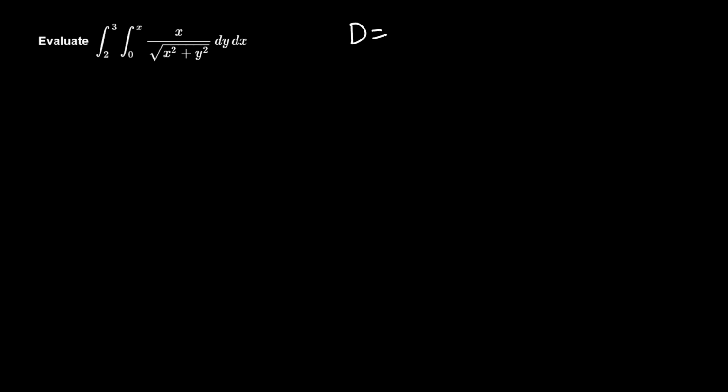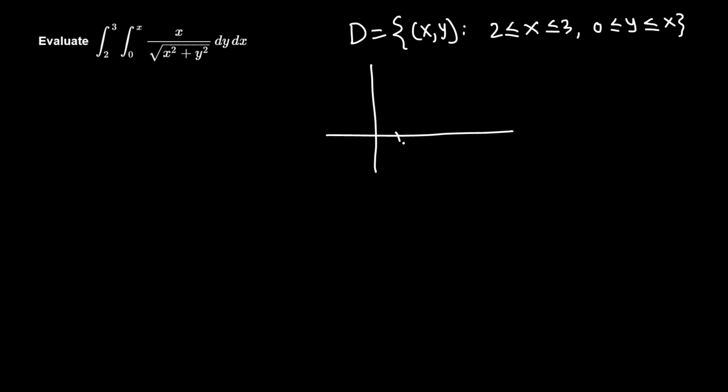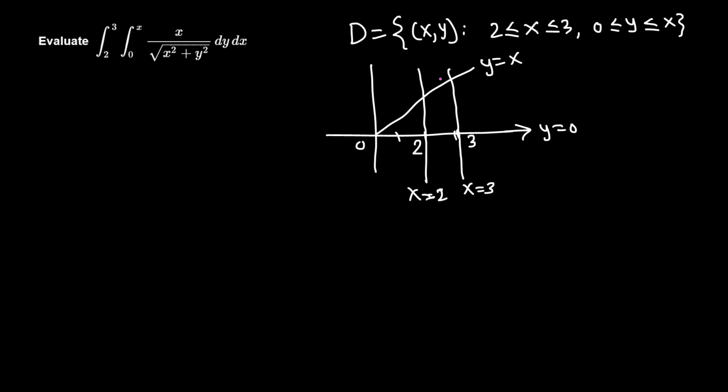So D is, as it is given, the set of all x, y, and y is inner, and x is outer. x is in between 2 and 3, and y is in between 0 and x. So x from 2 to 3: x equals 2, and x equals 3, two vertical lines, and y equals 0, that's the x-axis, and y equals x. In fact, we are looking at this region for this integral.